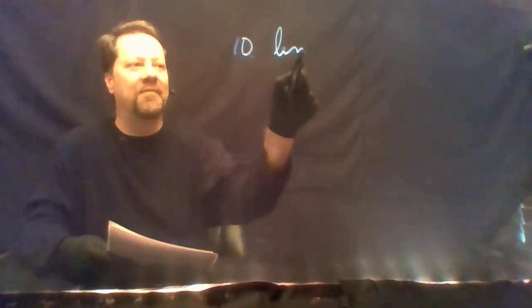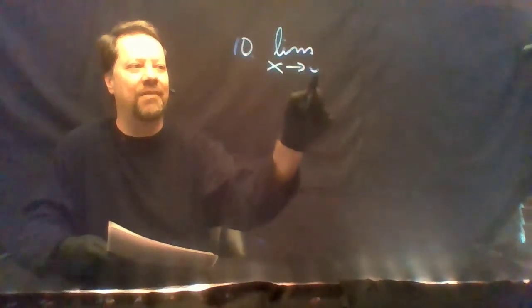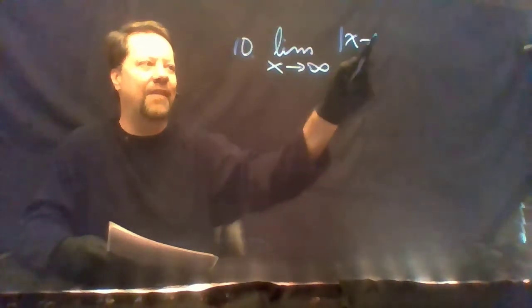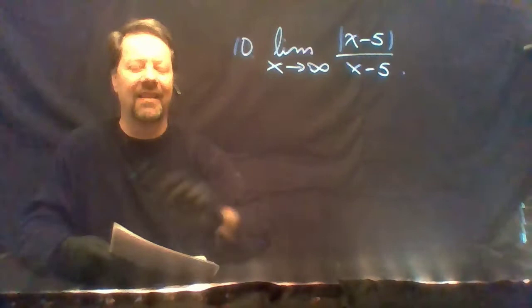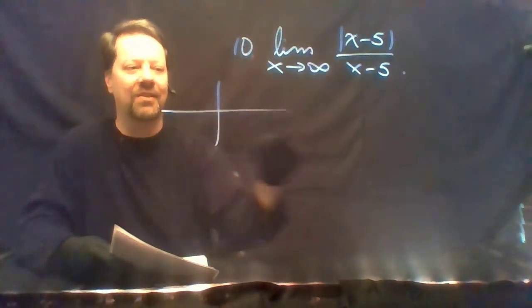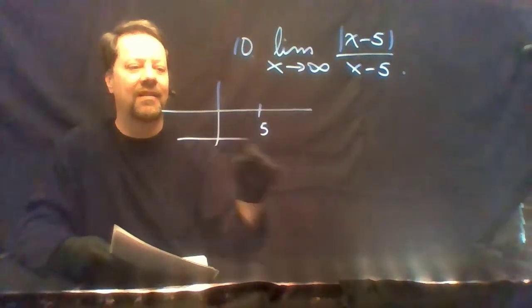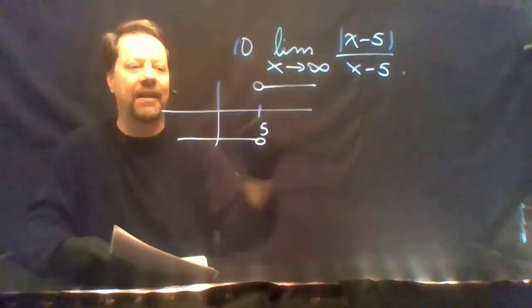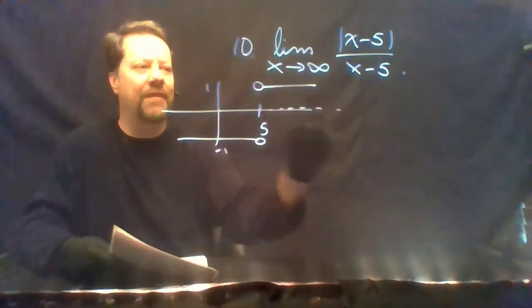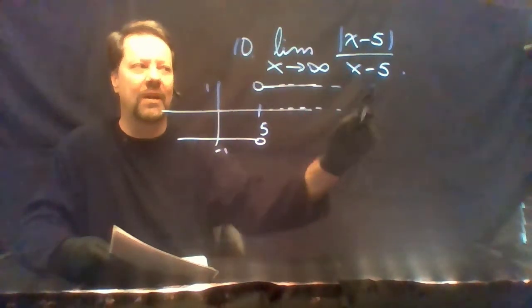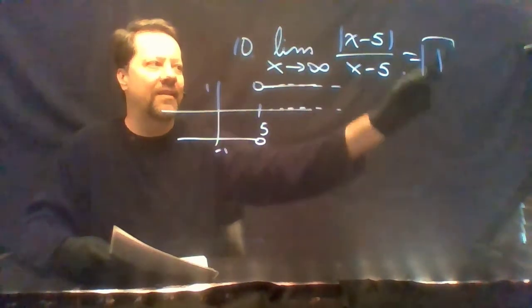On problem 10, we have the limit as x goes to infinity of the absolute value of x minus 5 over x minus 5. It helps to know what this function looks like. Negative 1 until you get 5, and positive 1 after. So if you're going to infinity, all of these values are 1. The limit is 1.